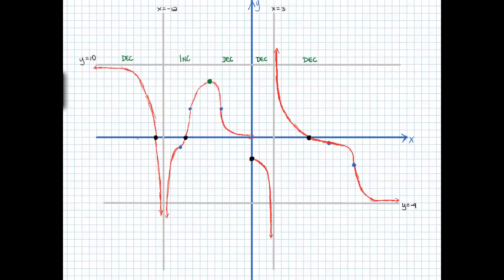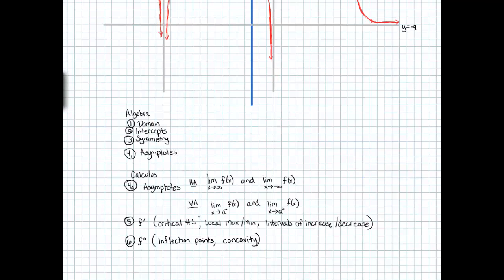Remember, we still don't have anything in red, but now we have everything in black and that green dot and also the gray lines. Finally, we can jump into finding the double derivative, and you set that equal to 0 and you can find the inflection points and also state the concavity. If the double derivative is positive, it's concave up. If it's negative, it's concave down.